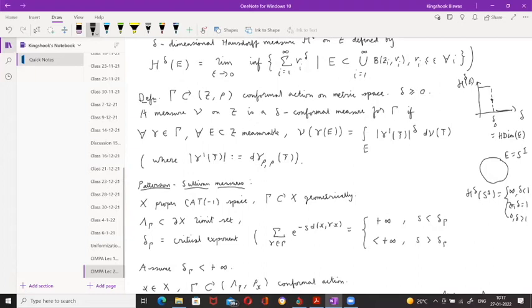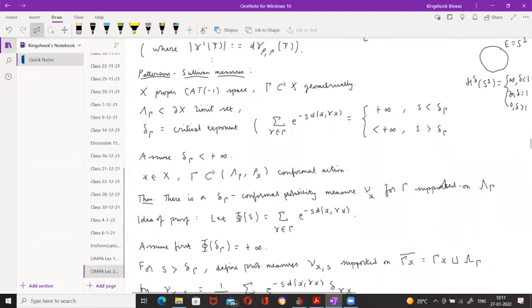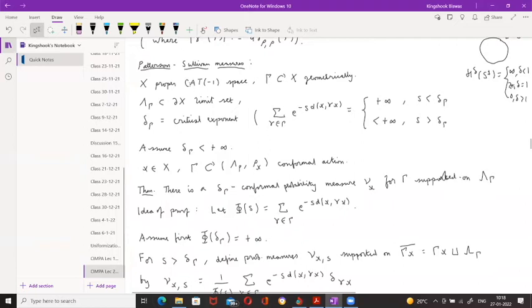Okay. Now, is the definition of conformal measure clear? Under the action of a conformal map from the group, the measure changes by integrating the stretch factor to the power delta, mod gamma prime to the power delta. So now what we want to do is construct conformal measures on the boundaries of CAT(-1) spaces. These will be called Patterson-Sullivan measures. Here's the setup: X is a proper CAT(-1) space, and gamma acts on X geometrically.